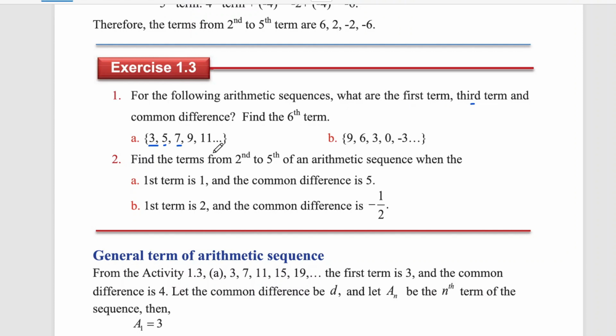So it is an easy task. Okay, you can do it by yourself. B, you can try it. Okay, the second question is find the terms from second to fifth of arithmetic sequence with the first term is 1 and the common difference is 5.